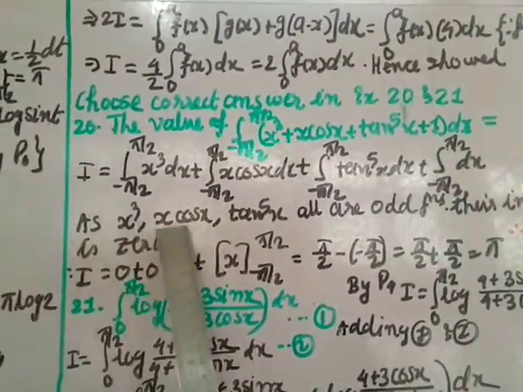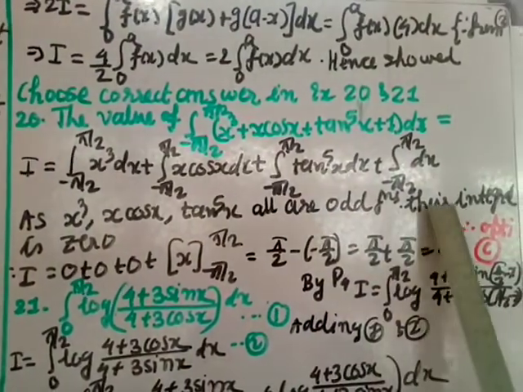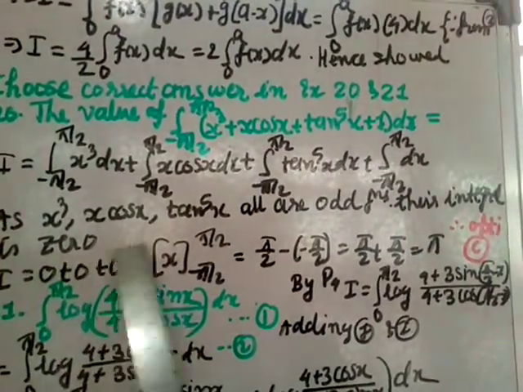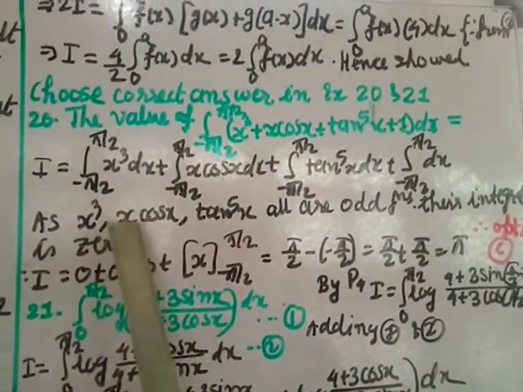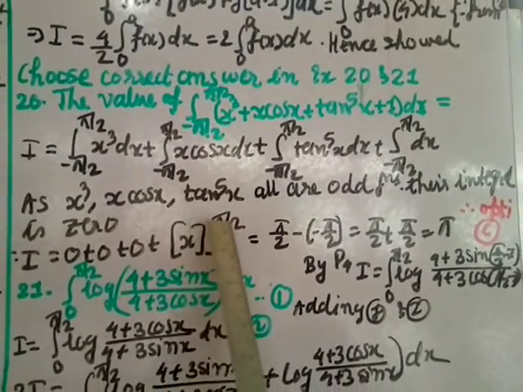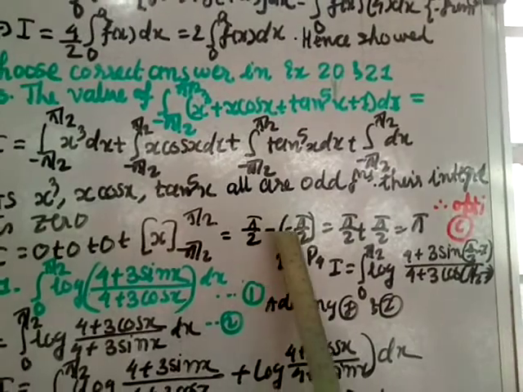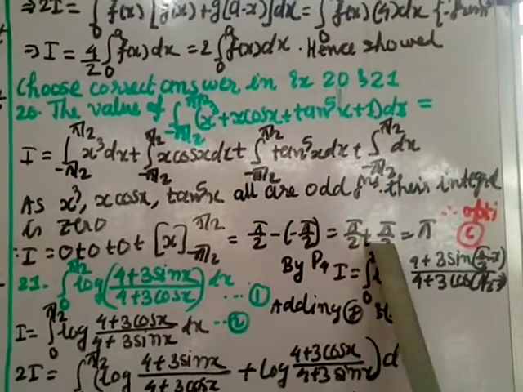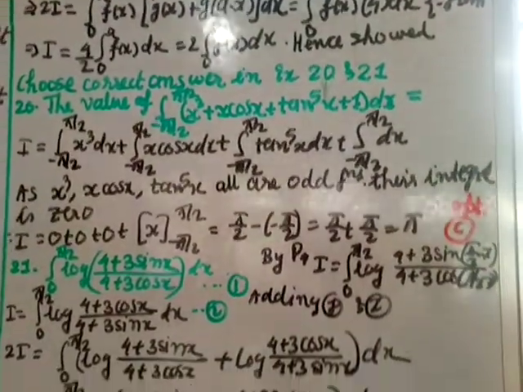Okay, x cube, x cos x, 10 power 5x, all are odd functions, therefore their integral is 0. Now remains only this one. Integral of dx is x, others I have written 0. So x from minus pi by 2 to pi by 2. First the upper limit pi by 2 minus the lower limit minus pi by 2. Minus and minus plus, so pi by 2 plus pi by 2 gives you pi, and that is option number C. Option C is the correct option.